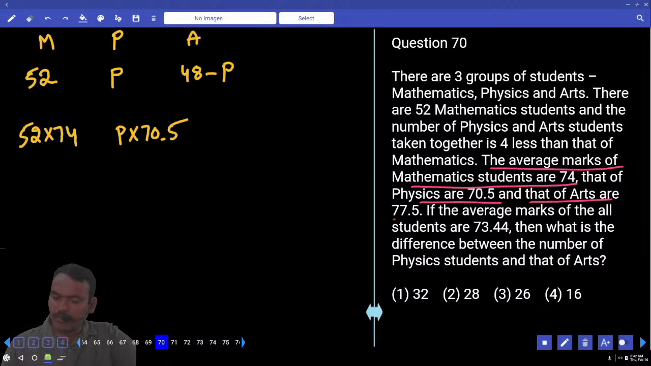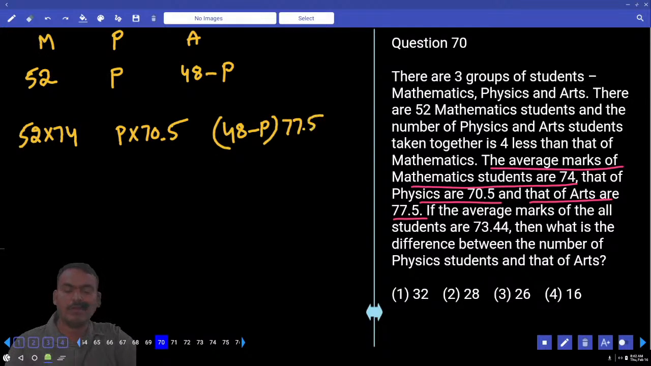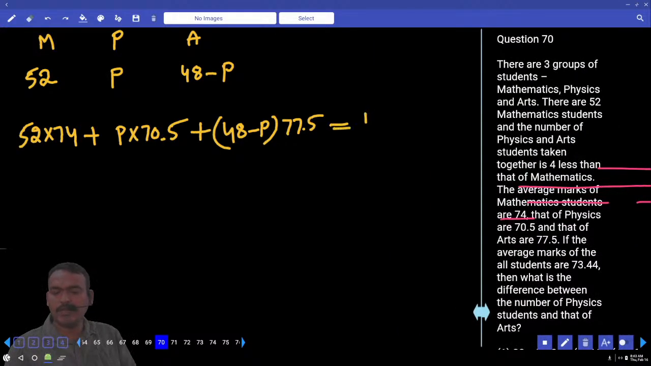And that of arts is how much? 77.5. How many art students? 48 minus P. Average value 77.5. What is the sum value? It is math student sum, physics student sum and art student sum. All these added, we get the total of how many students' sum? 100 students' sum or not? 52 plus P plus 48 minus P. Total how many students? 100 students or not? Maths 52. Physics plus arts 48. Total how many students? 100 students or not?